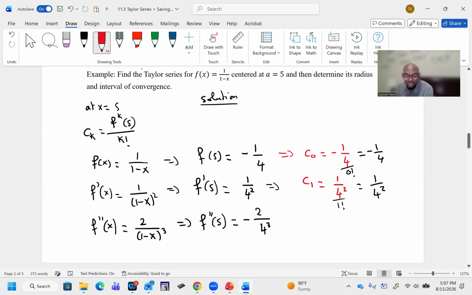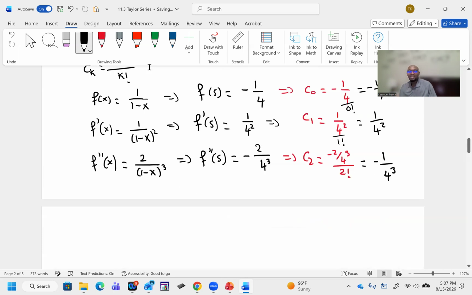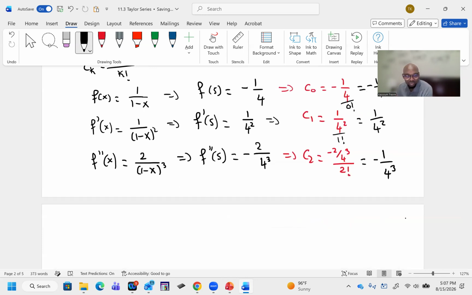So you will see what will happen here. My C2 will be what? Negative 2 divided by 4 to the power of 3, divided by 2 factorial. You can see 2 and 2 will cancel out, so which will make what? This one will be negative 1 divided by 4 to the power of 3. You see? So let me go and do 2 more derivatives.